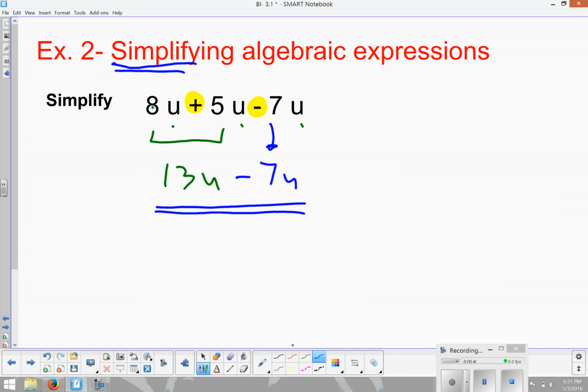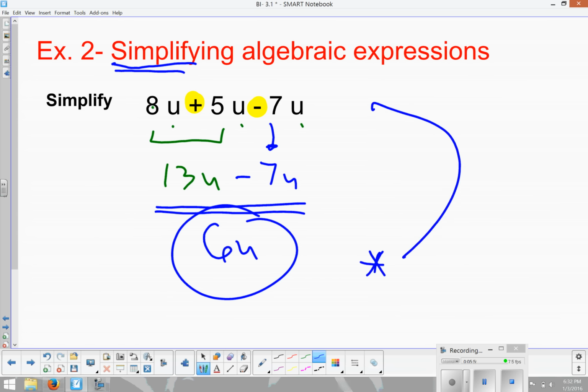So what's 13 minus 7? 13 minus 7 is going to be 6. And then we have here the u, so you need to carry that u. And that's your final answer. This is a lot simpler than this. Do you see? Okay, so now let's go ahead and try one more example.